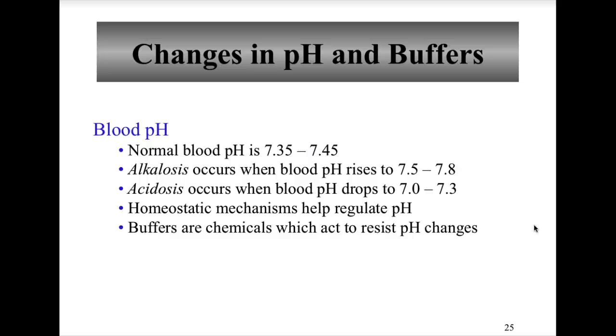Alkalosis is on the other end of the spectrum, and that's when the pH is greater than 7.4. So alkalosis is 7.5 to 7.8. And it is lethal above that 7.8 range. So how do we maintain a normal blood pH between 7.35 and 7.45?